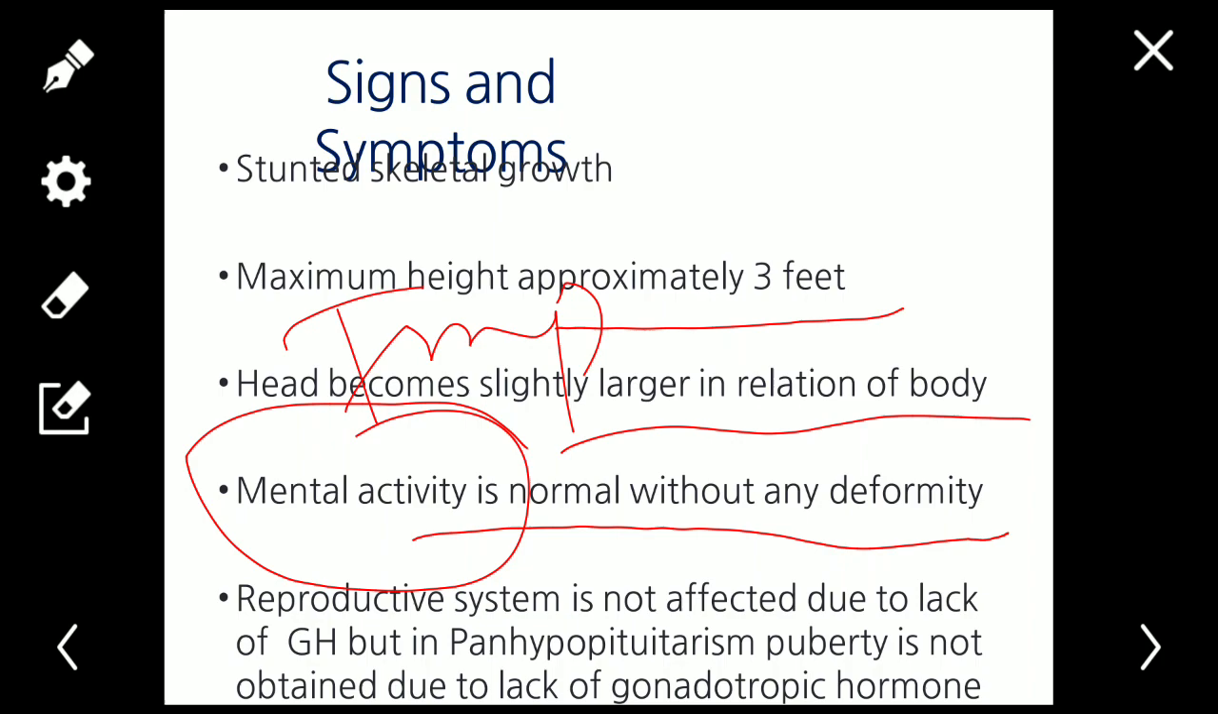The reproductive system is not affected due to lack of GH, but in panhypopituitarism, puberty is not obtained due to lack of gonadotrophic hormones.